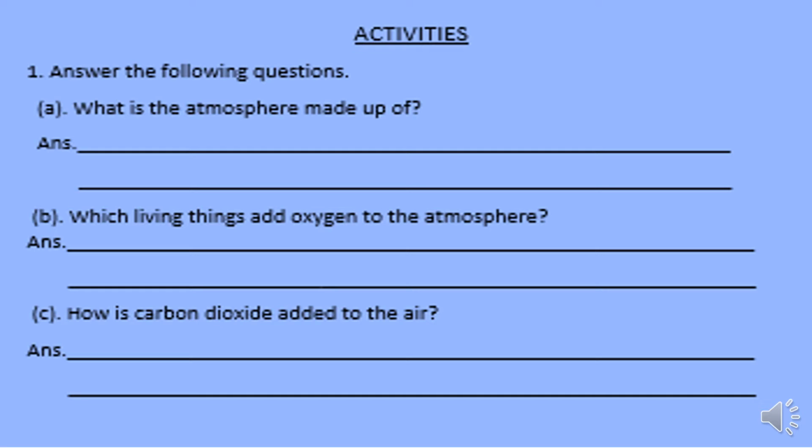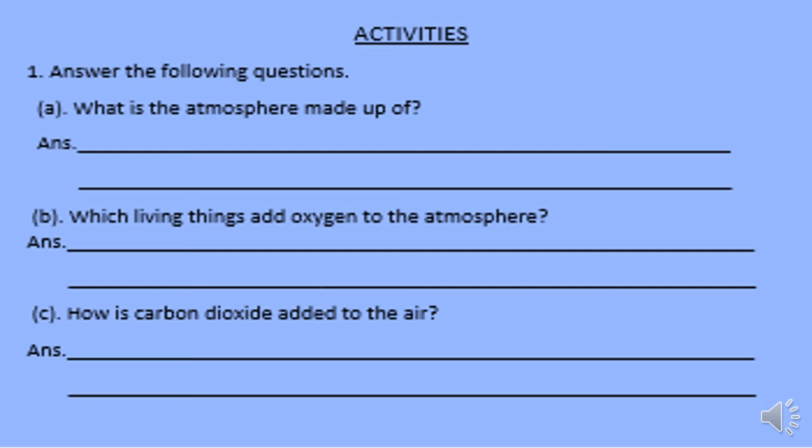Now, as I have explained to you, there is a thick layer of air which surrounds the earth like a thick blanket, and this layer of air is called atmosphere. So you will write the answer like this: the thick layer of air which surrounds the earth like a thick blanket is called atmosphere.